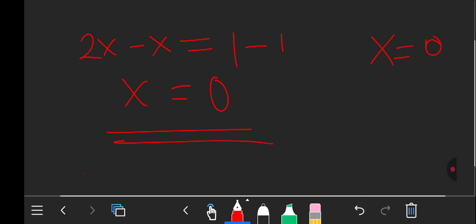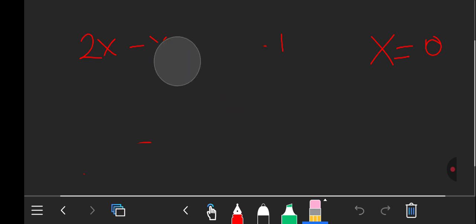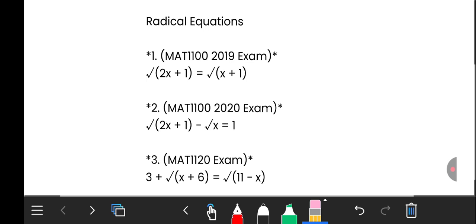Okay, so let me get rid of this. Initially the equation was, how was the equation again? Okay, that was the equation: the square root of 2x plus 1 is equal to the square root of x plus 1.